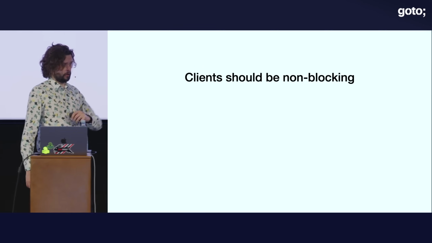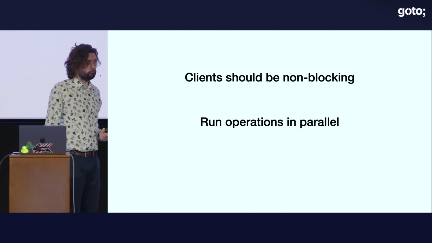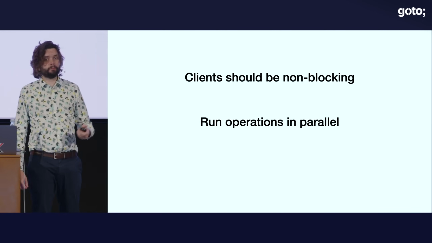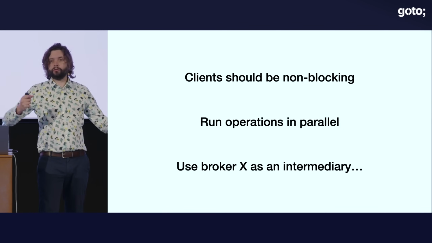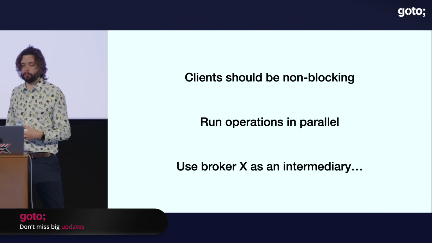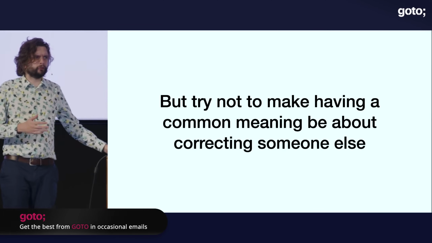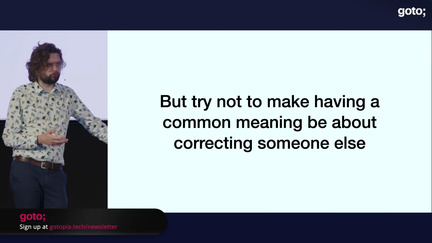Say things like clients should use non-blocking calls. Say that you should aim to run operations that can be parallelized in parallel. Talk about using a specific broker as an intermediary and why you're doing it. This will help people understand. Try not to use this, though, as an excuse to go around policing people's language.